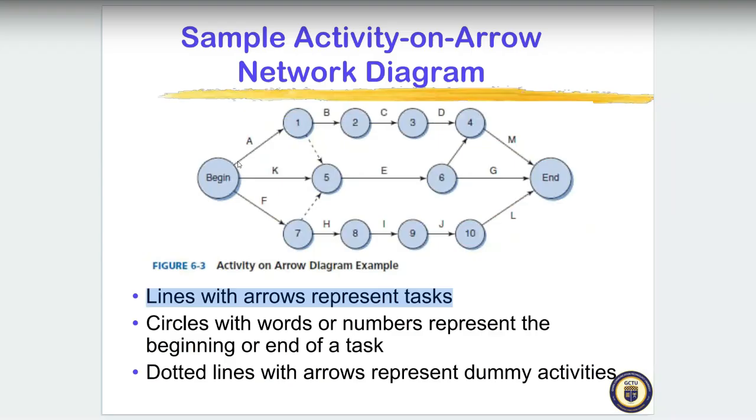So as I'm saying, this is the activity on arrow network diagram. We have tags and then we have the representations. This particular line, this particular arrow, represents a tag. And then this particular circle, one here, one there, represent the what?